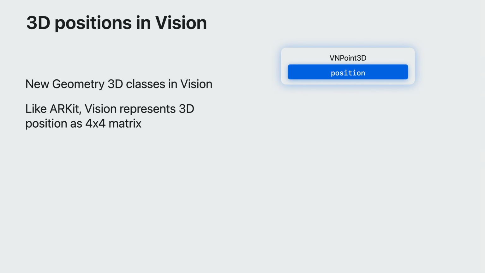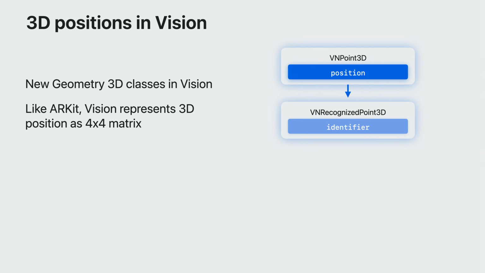Before I show how to use the 3D human body points, I'd like to introduce the new geometry classes in Vision it inherits from. VNPoint3D is the base class that defines the SIMD float 4x4 matrix for storing 3D position. This representation is consistent with other Apple frameworks, like ARKit, and contains all available rotation and translation information.